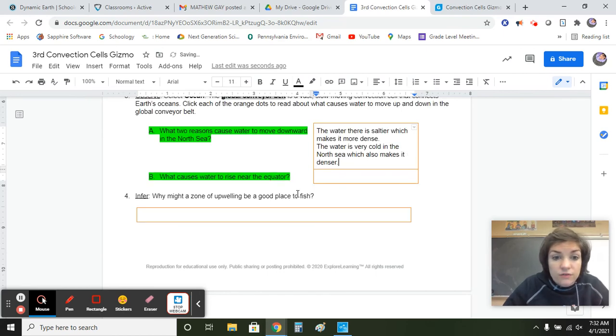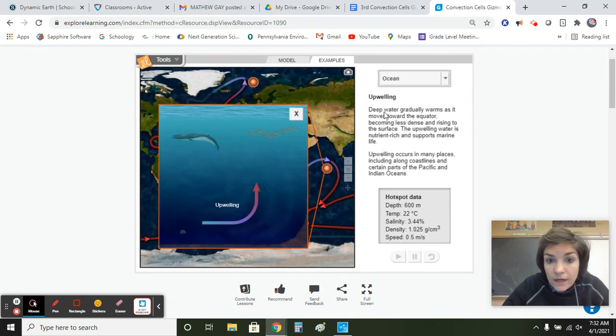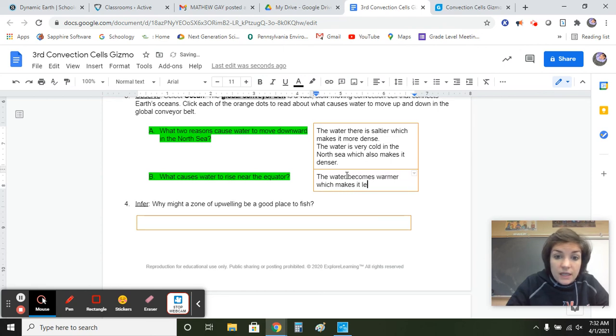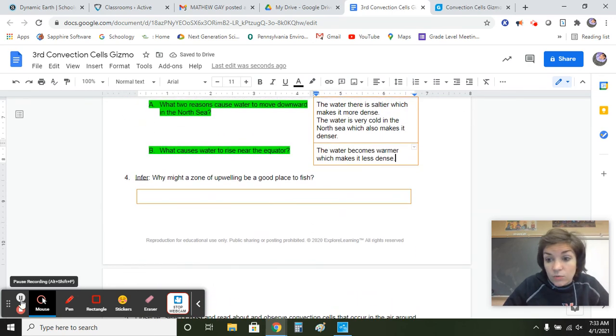What causes water to rise near the equator? Deep water gradually warms as it moves towards the equator, becoming less dense. The water becomes warmer, which makes it less dense. All right, that's where we're going to stop for now. When I get back, we'll talk about this more.